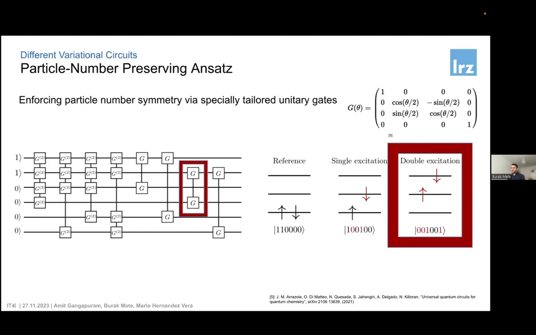So this way we can shrink the search space because we know a priori the number of electrons of the system that we are interested in. And we prepare the initial state accordingly, and you always stay in this confined subspace. And we can go to the next slide.